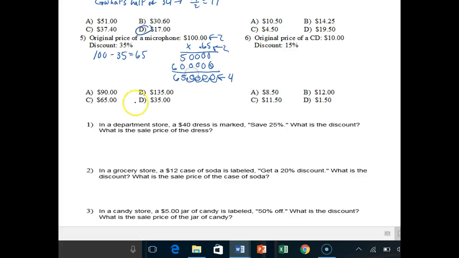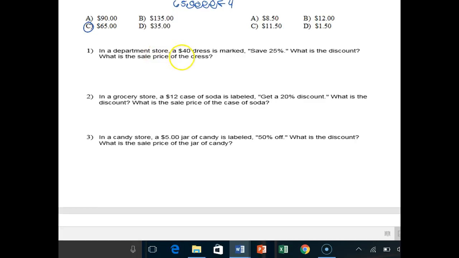So $65. It makes sense, right? All of our money should always be less than the original price if we're taking a discount. 65 is 65% of 100. Very straightforward.